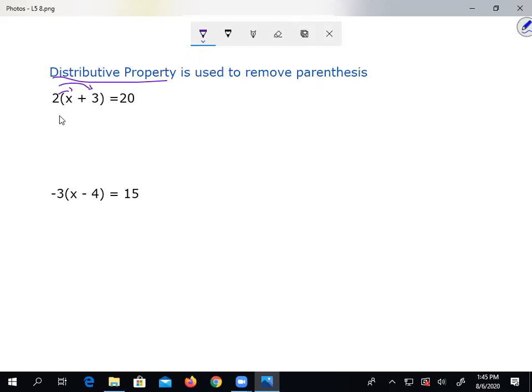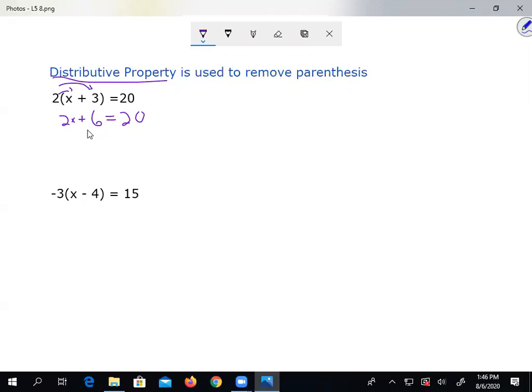So 2 times x is going to be 2x, plus then 2 times 3 would be 6. That's going to equal then the 20. So by using the distributive property, that allows me to remove the parentheses out of the problem. Now I'm down to a 2-step equation. So I use my 0 pair first.